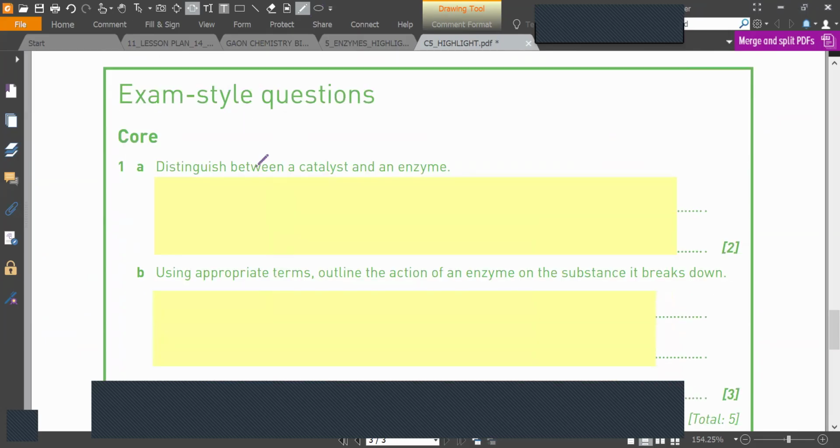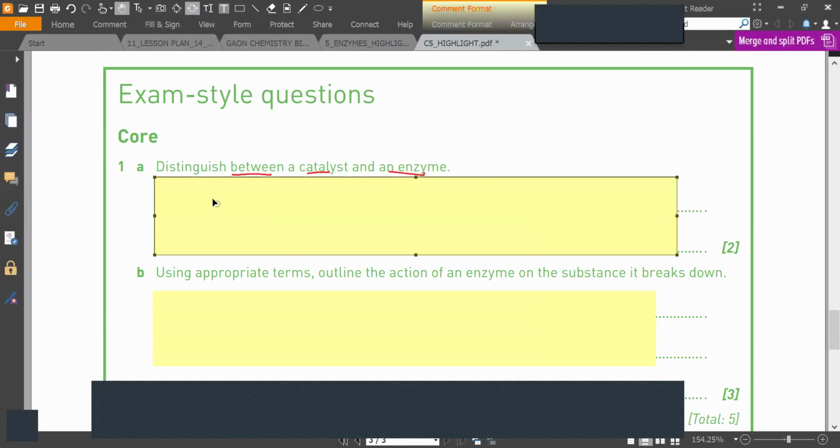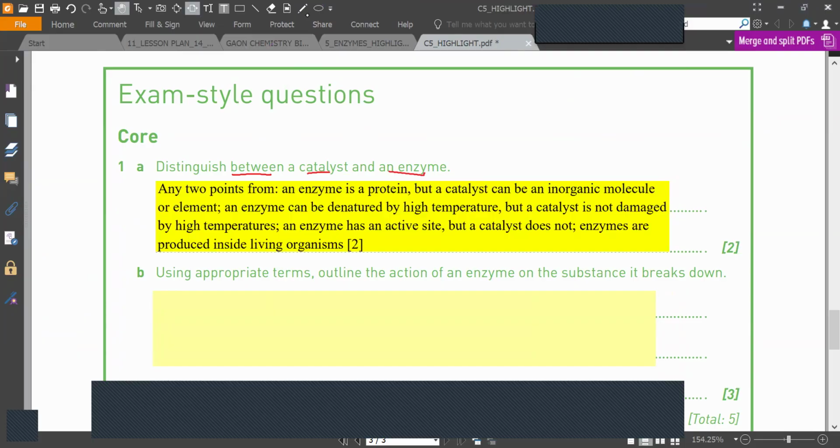Next. Distinguish between a catalyst and an enzyme. So what's the difference? We know that enzyme is a protein, but catalyst can be inorganic molecule or element. So catalyst is everything. Enzyme can be denatured by high temperature, but catalyst is not damaged by high temperature. Enzyme has an active site, but catalyst does not. Enzymes are produced inside living organisms. So these are all of the points that we can include.